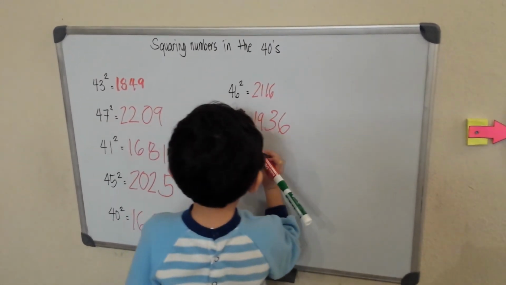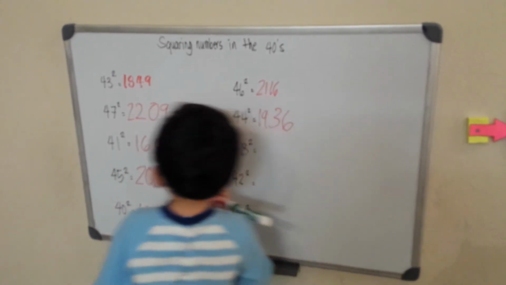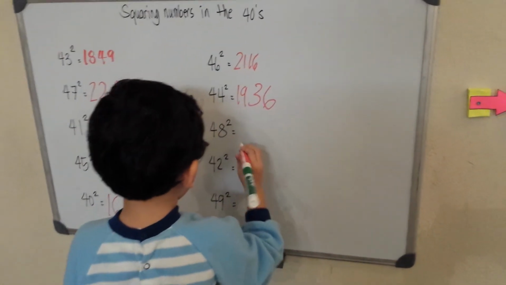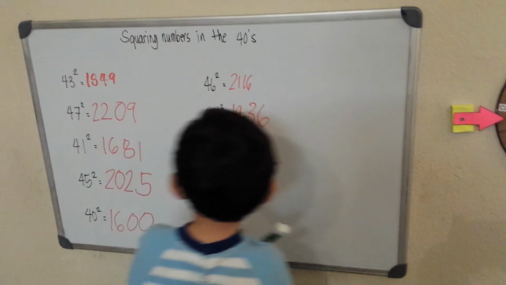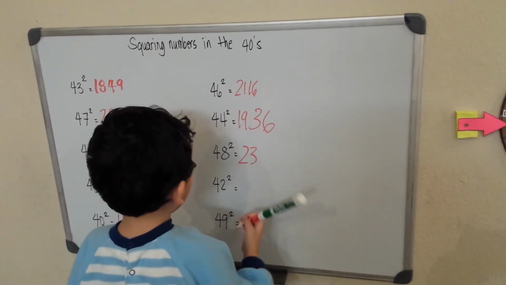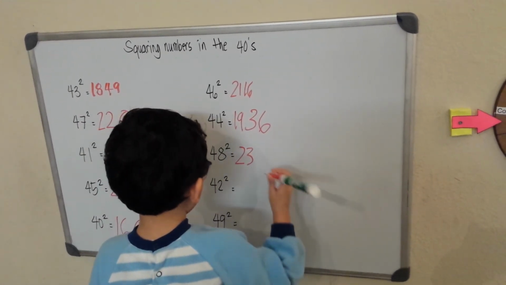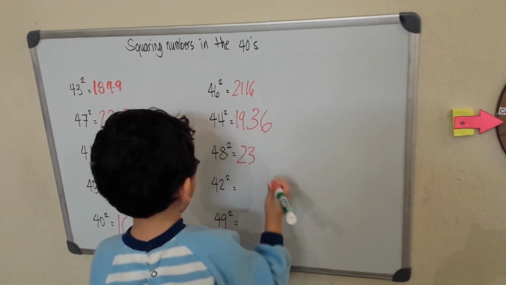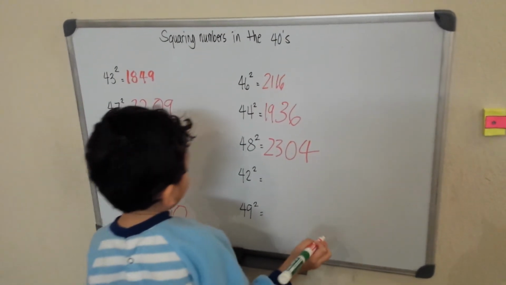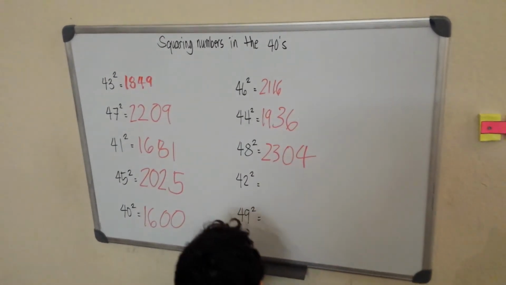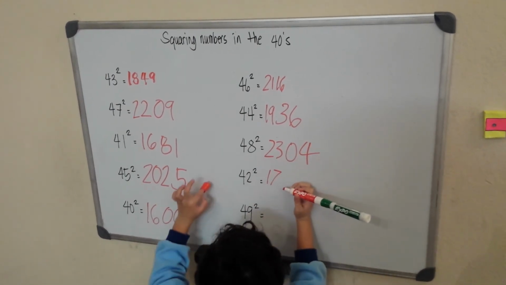48 squared, I'm sorry, I forgot. Let me think, 8. 15 plus 8 is 23. And then 48 is 2 away from 50. 2 squared is 04. So 2,304 is the answer to 48 squared.